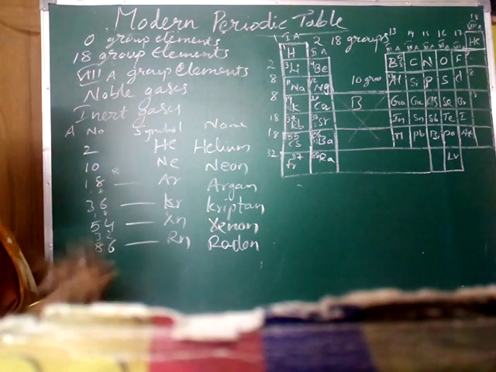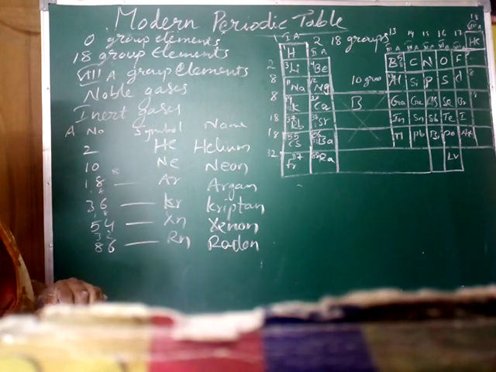Do you understand about the P block elements? How can you remember this? Okay. Thank you.